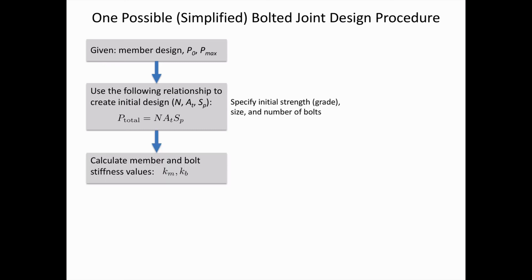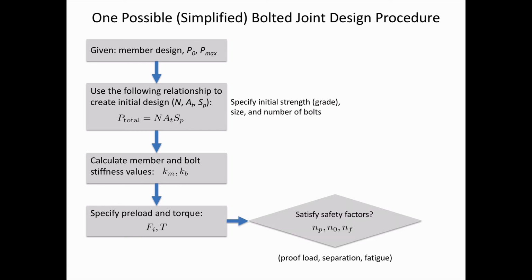So use this relationship to create an initial design. You can choose the number of bolts, the thread area, the proof strength. Once you look at the relationship between these, we can see what's going to help us satisfy the maximum strength requirement. And once we have that, we can calculate the member and bolt stiffness values. With those, we can specify an appropriate preload and corresponding torque value.